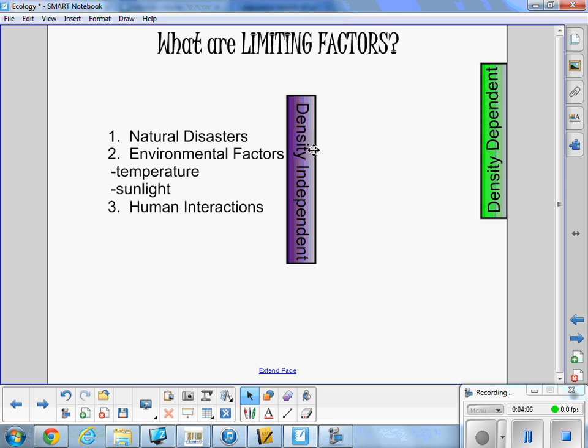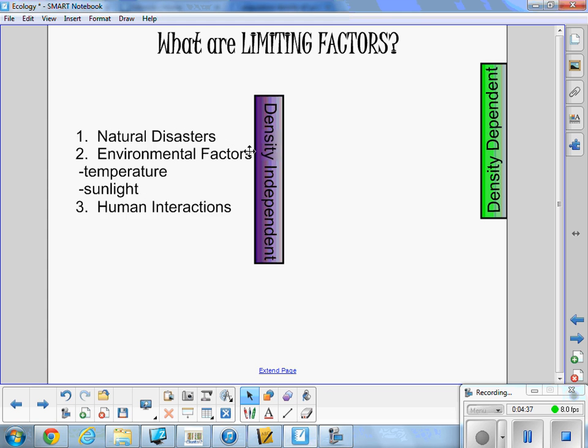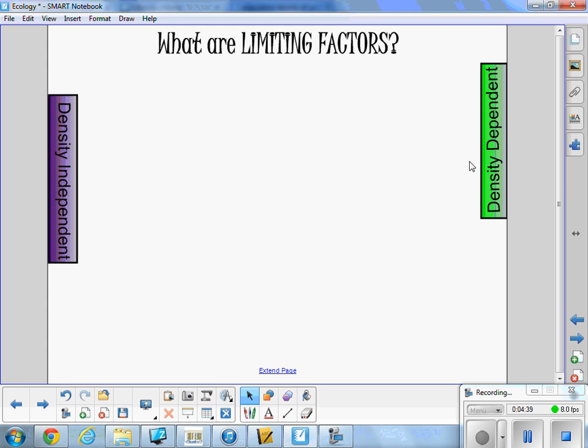So natural disasters, other environmental factors, or even human interactions can occur, and that can decrease the size of the population. Or let's say I have organisms that thrive on waste from animals. If we put out a lot of waste, those organisms will thrive in that particular area, and so we could actually see a population increase, and it doesn't necessarily have to be dependent upon how many individuals are in that population or in that particular area. So it doesn't depend on density.